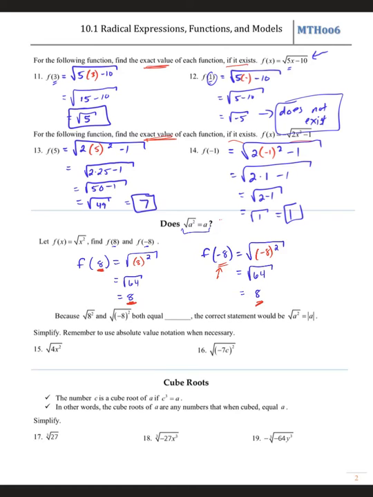So what we have to do, let's keep reading here, because the square root of 8 squared and the square root of negative 8 squared both equal 8, the correct statement would be this. So we'd have to put absolute value bars around that a in order for it to be correct. Meaning it doesn't matter if you substitute in negative or positive, you're always going to get that positive one back. So if we were to simplify something like 15 and 16 here, we have to use some absolute value bars to make it a correct statement.